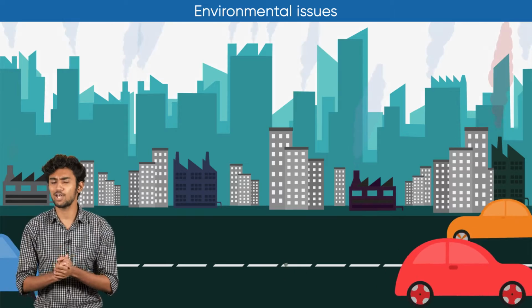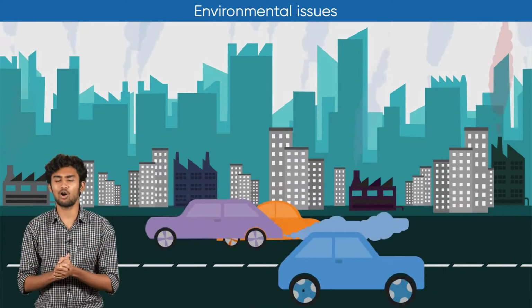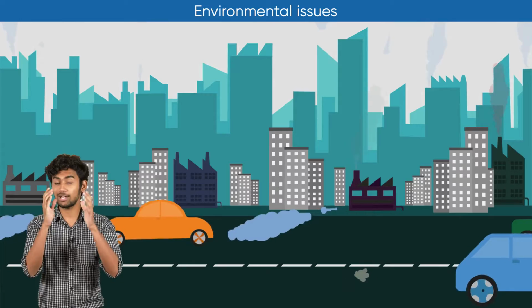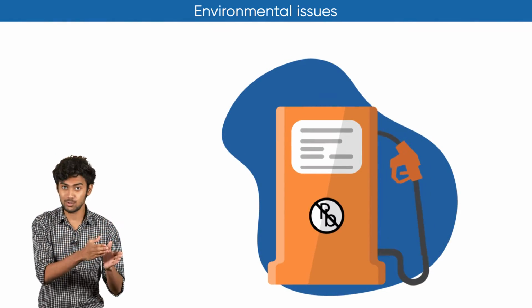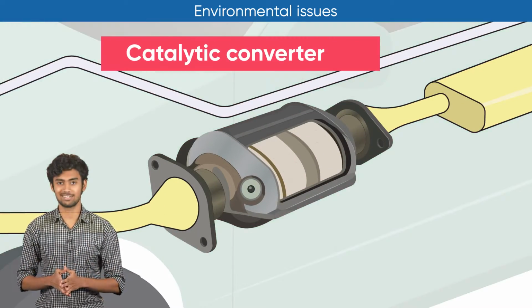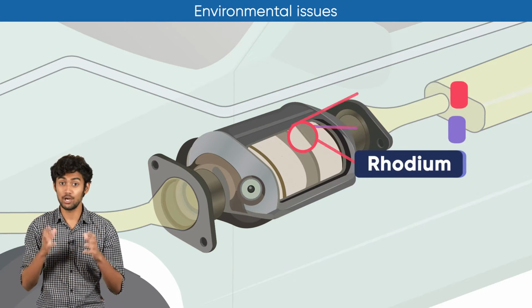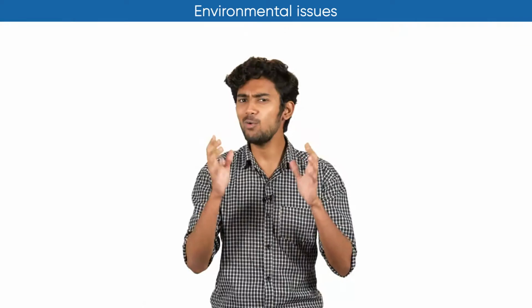In bigger cities, automobiles are the villain which contribute the larger amount of pollution. It can be controlled by using lead-free petrol or diesel and also using catalytic converters. Platinum, palladium, and rhodium are the catalysts used for this purpose. So now let's learn how the people in Delhi control the pollution.